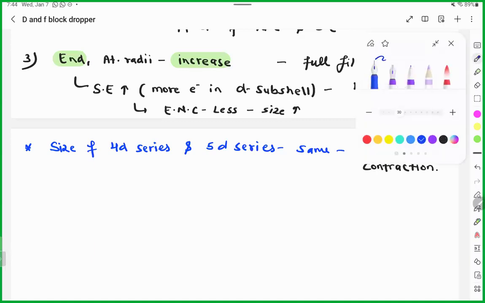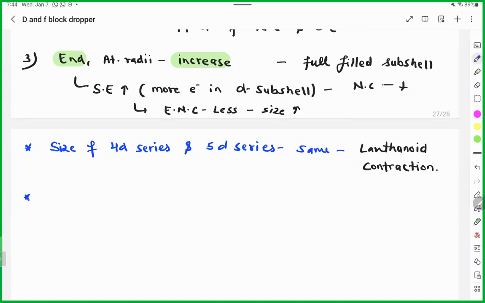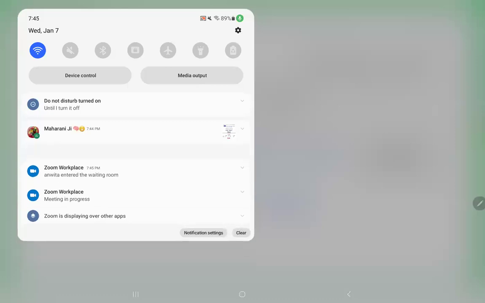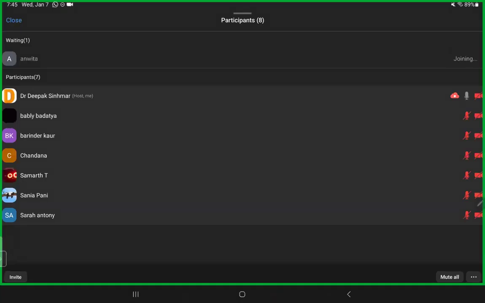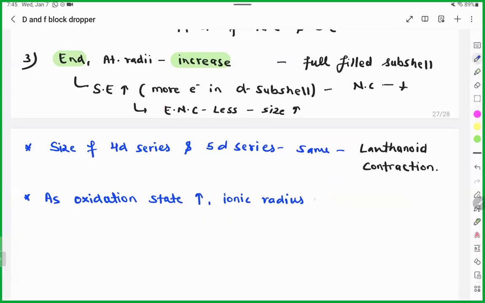Next, Pratigya. As oxidation state increases, atomic radius is decreasing. Why? Nuclear size decreases, as nuclear charge is more. More nuclear charge. Why? I'm not sure, sir. Sorry, sir, I got late.